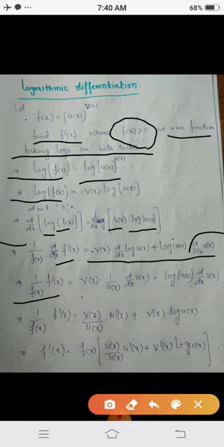Now the differentiation of log of u of x is 1 upon u of x into u dash of x, just like log of f of x. Now the differentiation of v of x is v dash of x, which implies that f dash of x equals f of x, by cross multiplication, into v of x upon u of x into u dash of x plus v dash of x into log of u of x. So this is the derivative for this function, which is of the form u of x raised to power v of x.